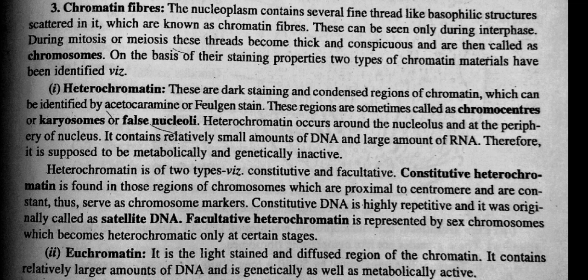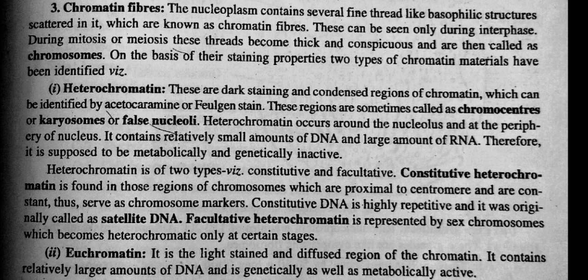Heterochromatin is of two types, constitutive and facultative. Constitutive heterochromatin is found in those regions of chromosomes which are proximal to the centromere and are constant, thus serve as chromosome markers. Constitutive DNA is highly repetitive and was originally called satellite DNA. Facultative heterochromatin is represented by sex chromosomes, which become heterochromatic only at certain stages.